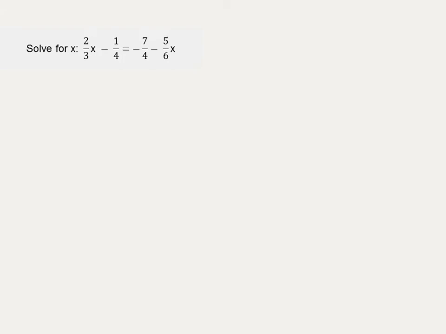The first step to solving this equation is to eliminate the fractions. And to do that, we are going to look at our denominators and find out what the lowest common denominator would be. So we're going to use the prime number approach. So we'll have 3, 4, and 6 as our denominators.